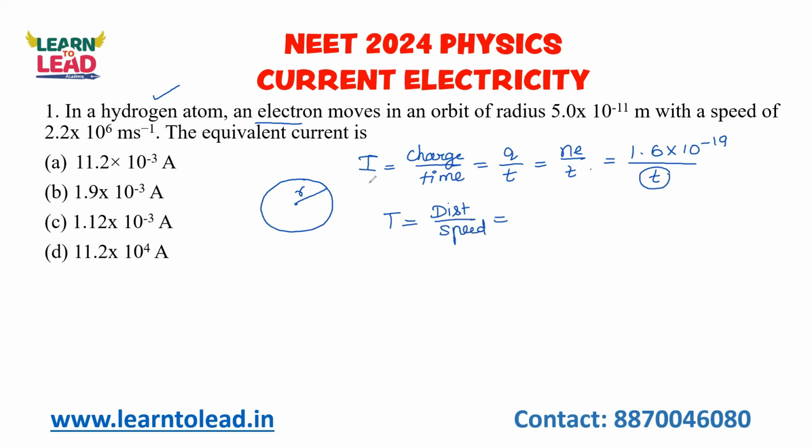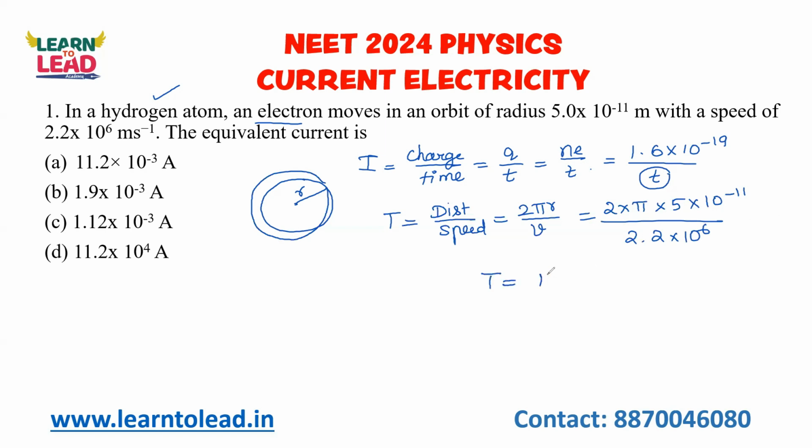So distance is nothing but one complete revolution in a circle. So time is equal to 2 pi r divided by speed of the electron v. So 2 into pi into r, which is 5 into 10 to the power minus 11, divided by the speed of the electron 2.2 into 10 to the power 6. Now if you solve this, you will get the answer as 14.27 into 10 to the power minus 17 seconds.